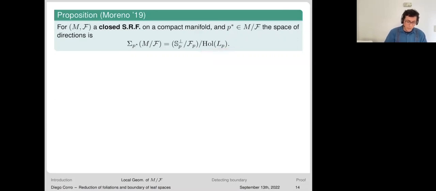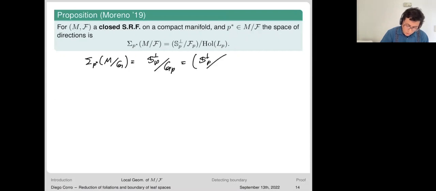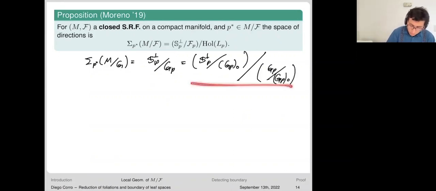That's why the holonomy appears, and this is for those that know a little bit of group actions. If you have a foliation given by a group action, then the space of directions at an orbit is just taking the normal sphere and then modding out by the isotropy. But really, you can do this in two steps. First, you mod out the unit normal sphere by the connected component of the isotropy containing the identity, and then you mod out by the rest. So this looks much more familiar.